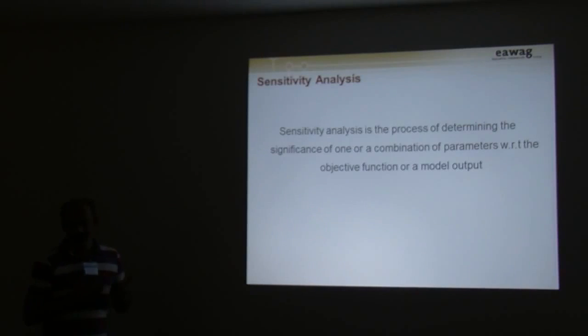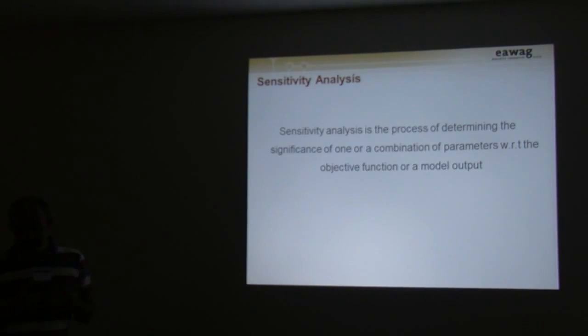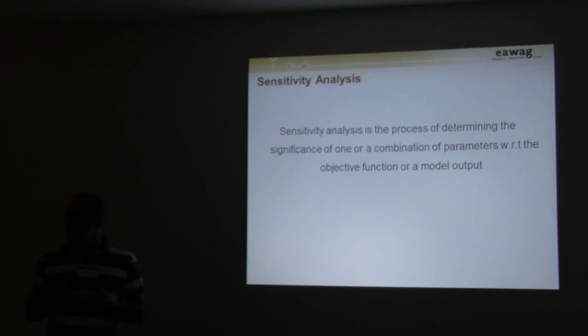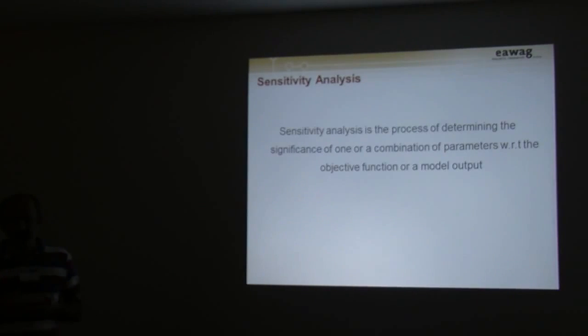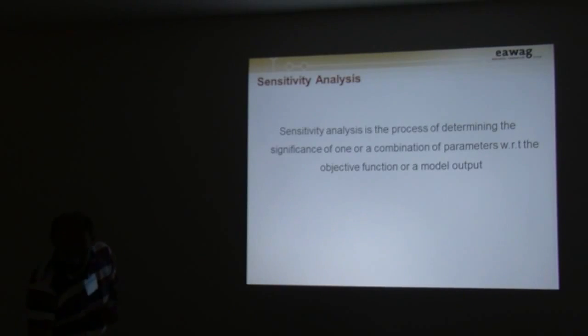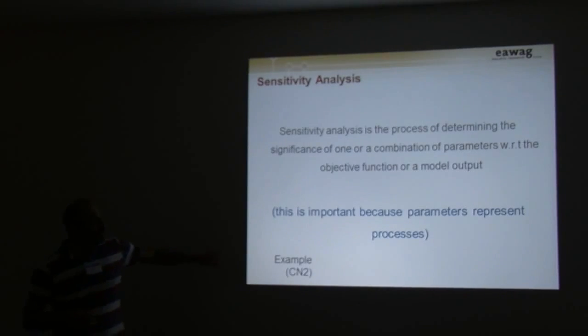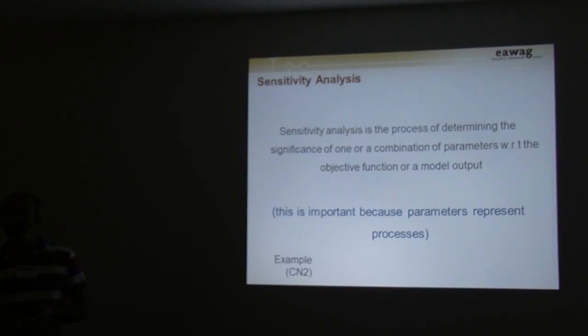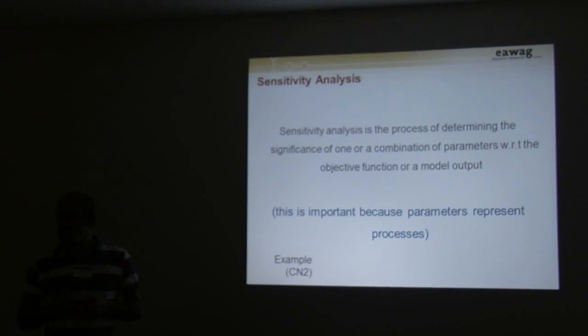Now, sensitivity analysis. Why do we need to do sensitivity analysis? This is a process where you define which one of your parameters have the highest impact on your output or on the objective function that you are using. And usually we would like to know that for many reasons, but one reason is that, as you know, parameters represent processes. So you would like to know, for example, what are the dominant processes in your watershed. So you would like to know which are the most sensitive parameters. So those parameters, from whatever function they come from, are then the dominant processes in your watershed.